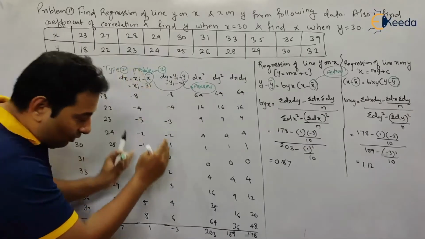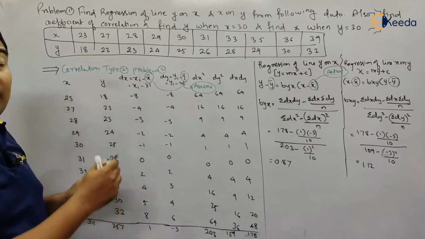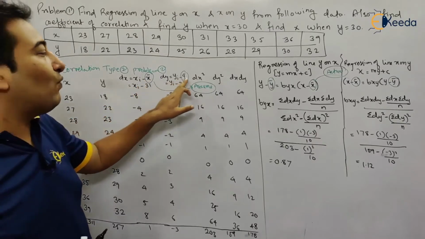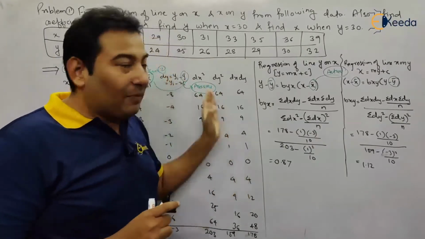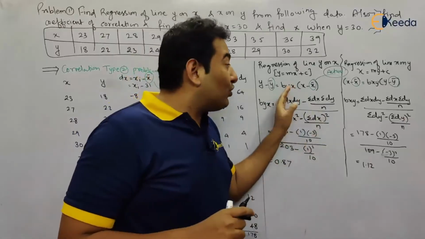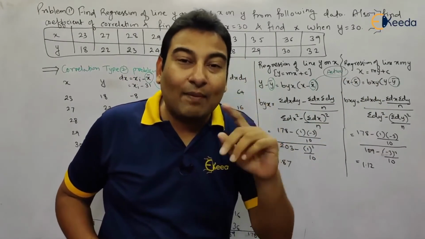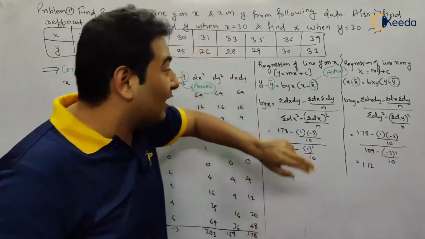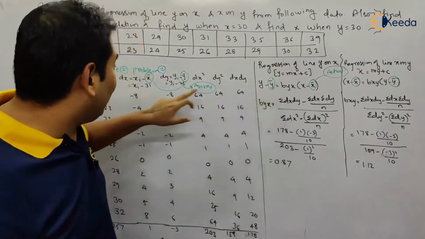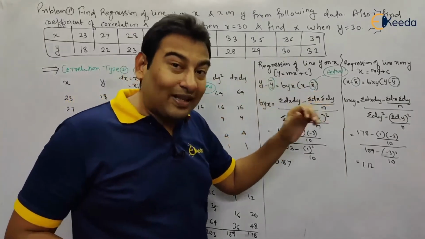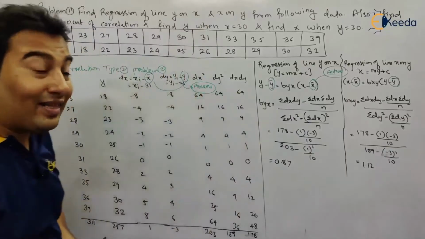For making this particular table, you took x bar as 31 and y bar as 26. But while putting the values in this particular formula, please take the original values of x bar and y bar, not the assumed ones. That means instead of y bar, please don't take the 26 that we took here, and please don't take 31 in place of x bar. We are going to take the actual values.